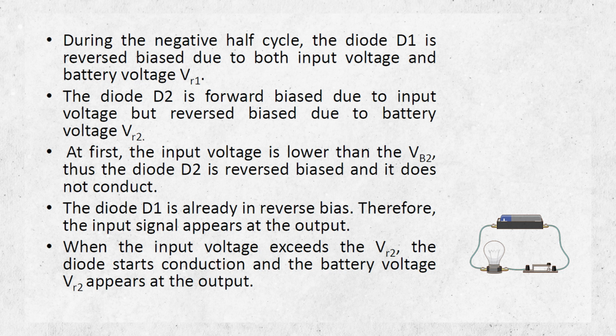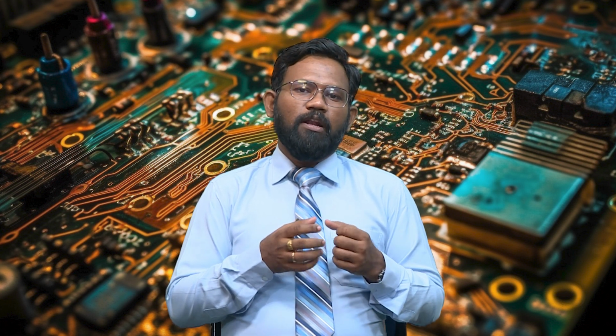So, at first the input voltage is lower than the voltage VR2, thus the diode D2 is reverse biased and does not conduct, and the diode D1 is already in reverse bias condition. Therefore, the input signal appears at the output. When the input voltage exceeds the voltage VR2, the diode starts conduction and the battery voltage VR2 appears at the output.